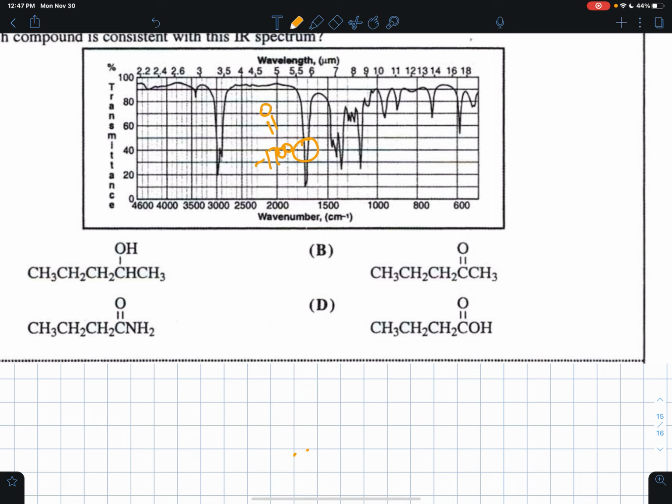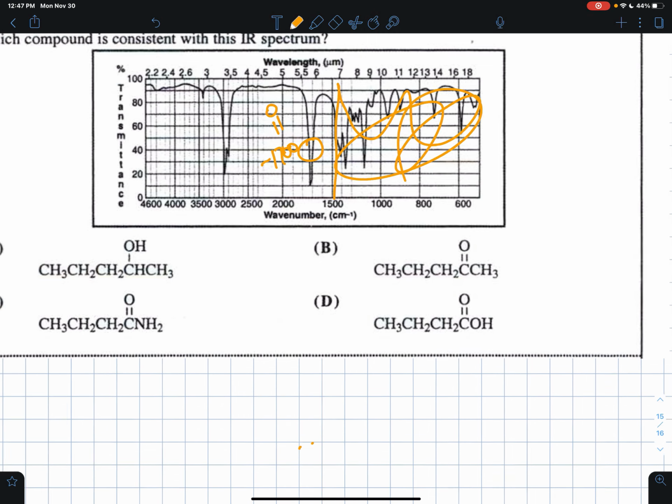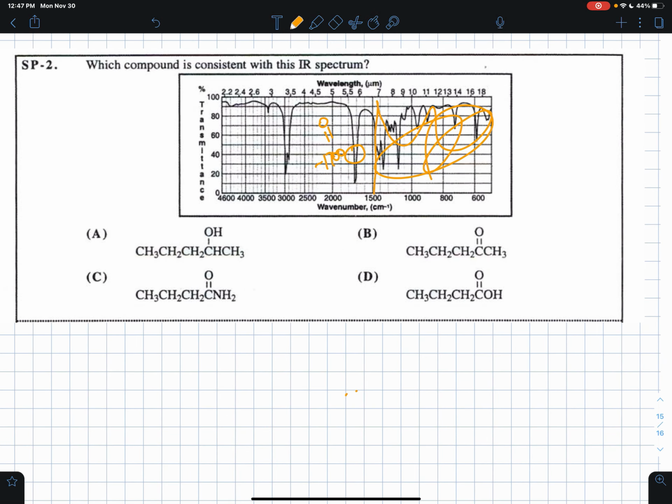C double bond O. Now, anything after 1500, again, this is fingerprint region. This is just some noise and stuff. Maybe there's some peaks that can help us, but it's really hard to identify them. So for that reason, what we have to know is that the only thing that we have is a C double bond O, and if we go now one structure at a time, or one compound at a time.